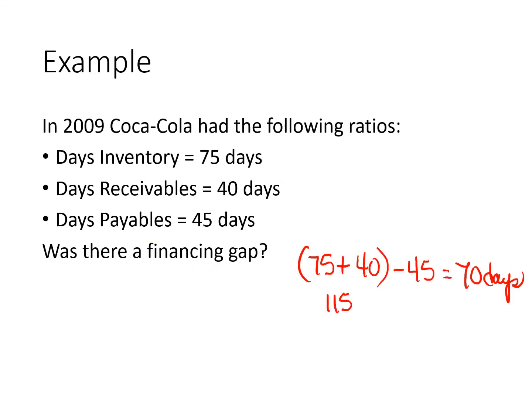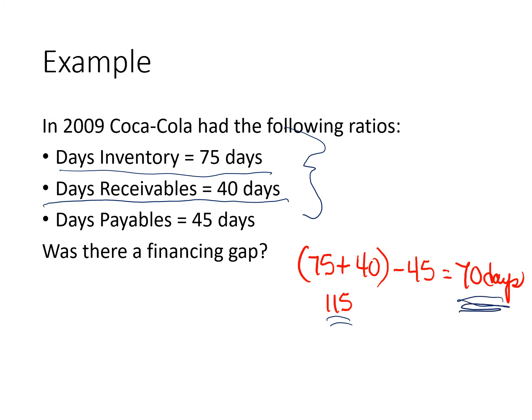So here's an example. This is from your book. In 2009, Coca-Cola had the following ratios. Days inventory was 75, days receivable was 40. If I add those together, that's 115 days of an operating cycle. The days payable was 45. So my money was tied up a lot longer than I needed to pay my bills. So I have a financing gap of 70 days, and I need to go out and borrow on a short-term basis to close the gap.